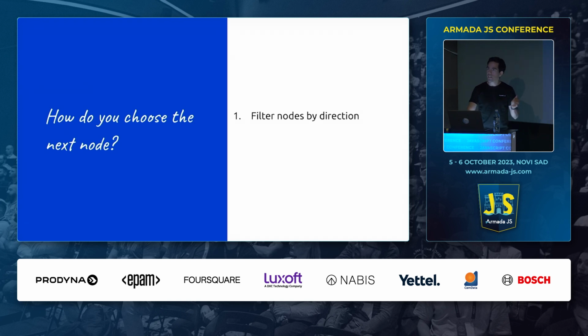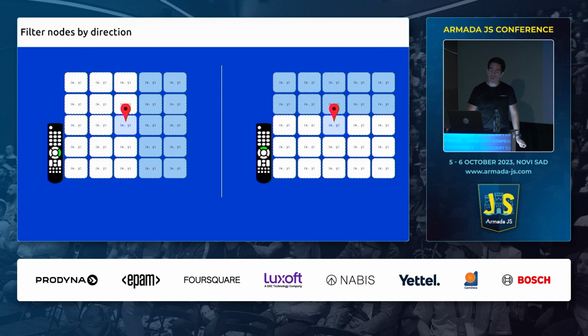First, you filter by the direction of the key that you are pressing, then by the main axis of the current element that you have, and then you just pick the closest one. So for example, if you have an array of 5 by 5 and the cursor is sitting exactly in the middle, when you go to the right, then you select the last two columns, whereas if the key of the TV control that I was pressing was up, then you select the first two rows.